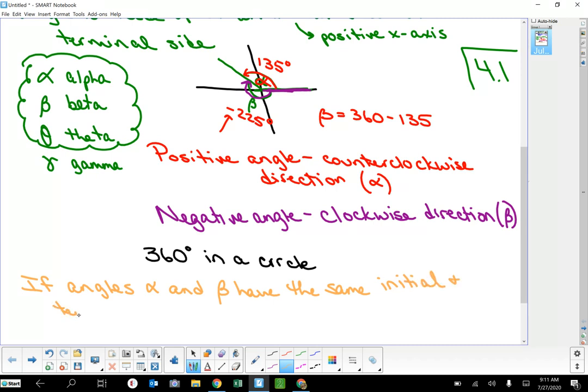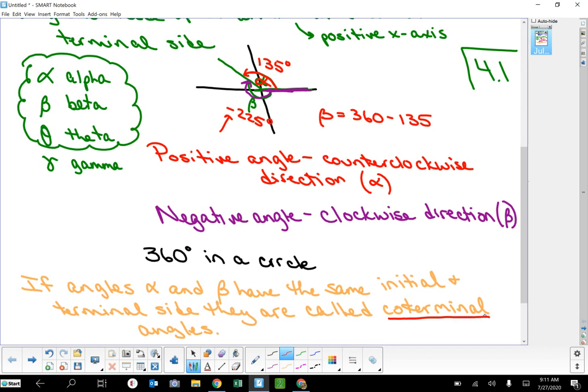So if angles alpha and beta have the same initial and terminal side, they are called coterminal angles. Okay, so you may be told alpha is 135 degrees, name its coterminal angle, and you would have to identify that as negative 225 degrees. So this would be a word that you would want to make sure that you know going forward.